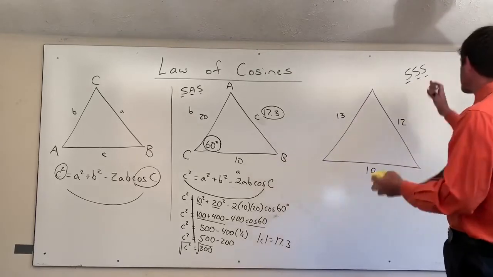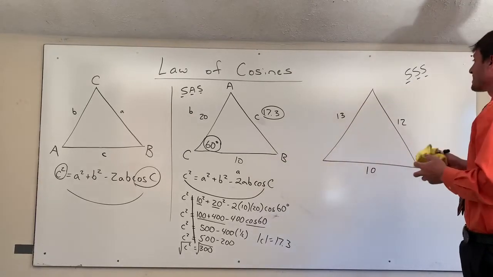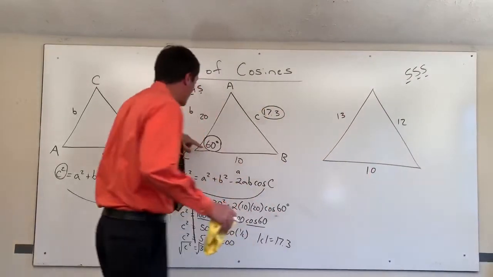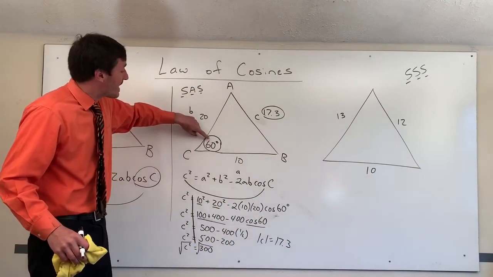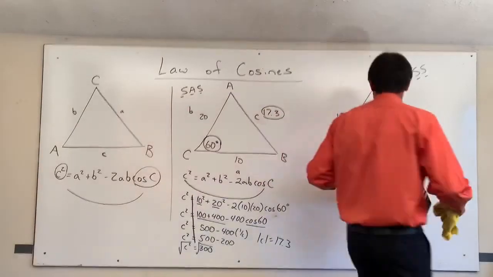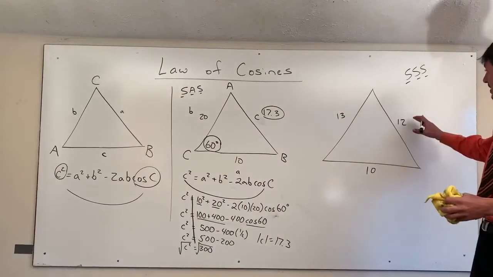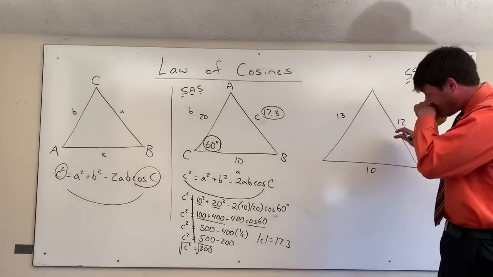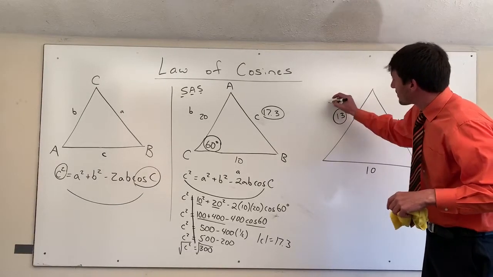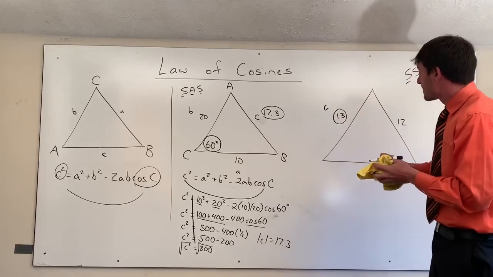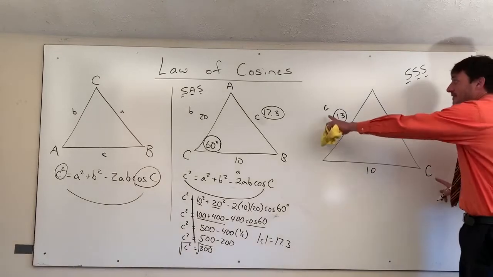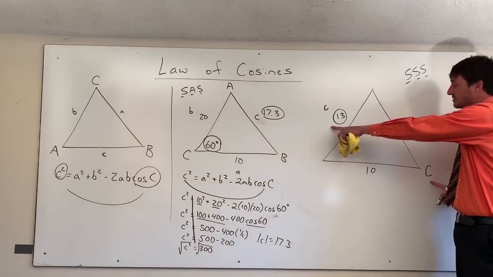Okay, so for the side relationship. In this case, you guys are going to have to pick a side to start with. Now, with the side angle side, you have to start with your angle as your angle C. But in this case, you're going to pick a side and call it C. So how about we go with our 13? I'm going to call 13 side length C, and that means that opposite of that will be angle C, and these are the two things that we need to pay attention to in the formula.